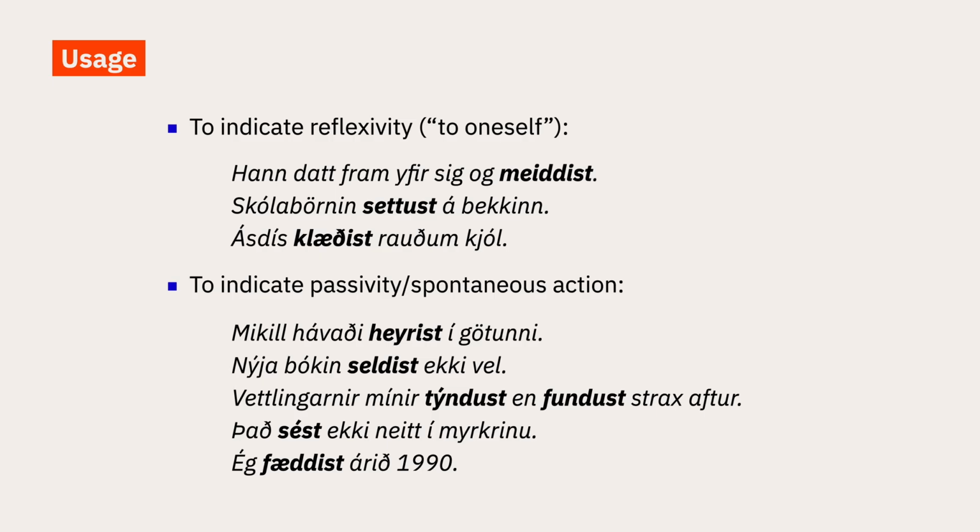Last example, ég fæddist árið 1990. I was born in the year 1990. So fæða would be a verb to give birth, and that requires an object. Fæðast, to be born, doesn't require an object, and that's just translated as a passive into English.